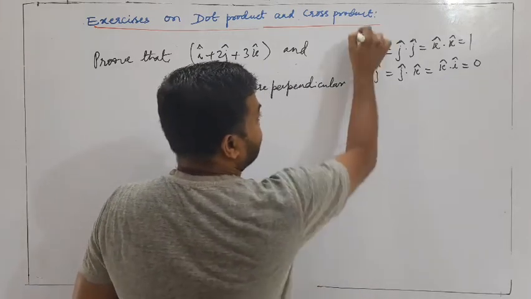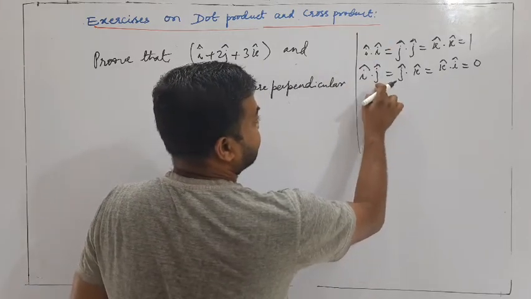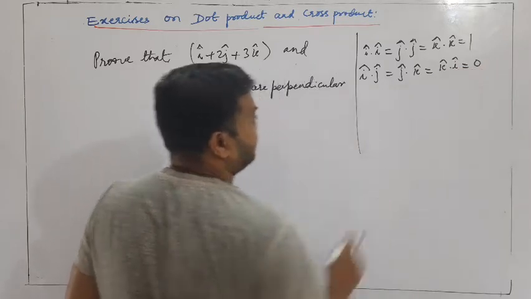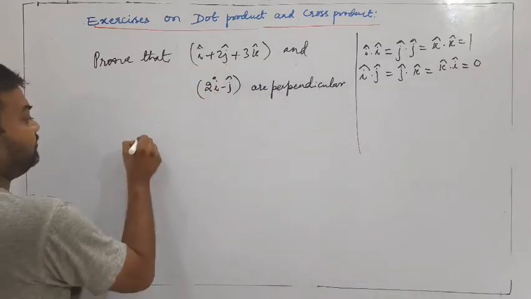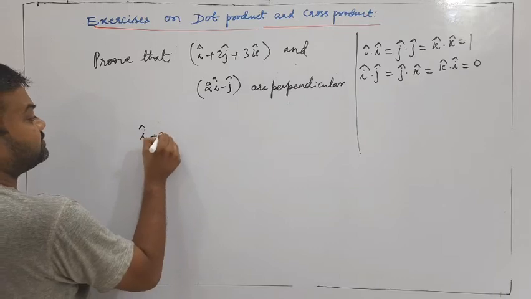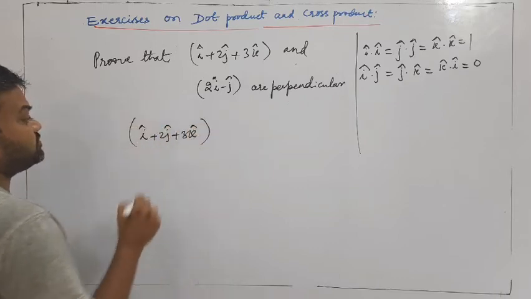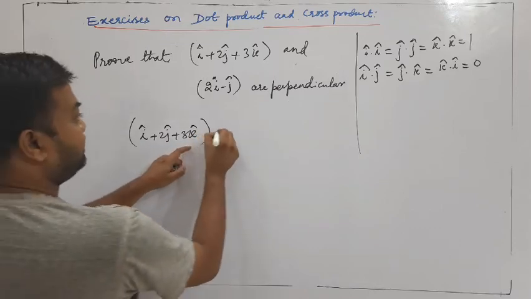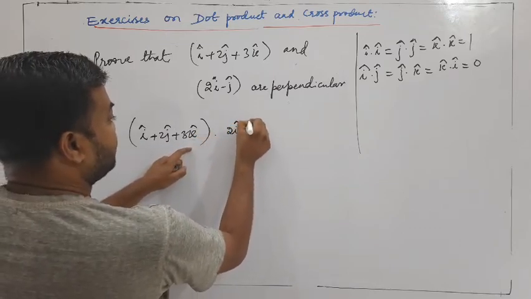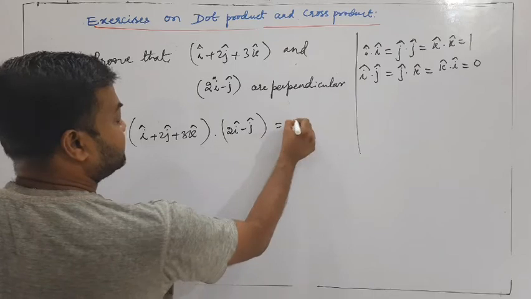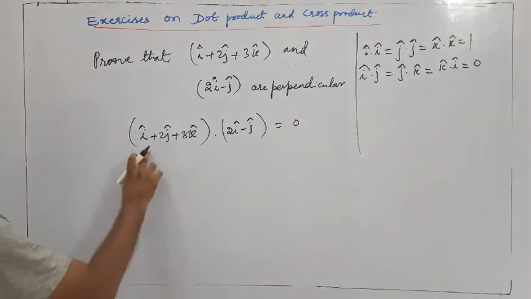Here, see, these are the unit perpendicular vectors. The dot product of these two must be equal to 0. That's why here also we have to check perpendicularity, meaning we have to do the dot product. I plus 2j plus 3k dot 2i minus j, the dot product must be equal to 0 here. Then what is the value here?